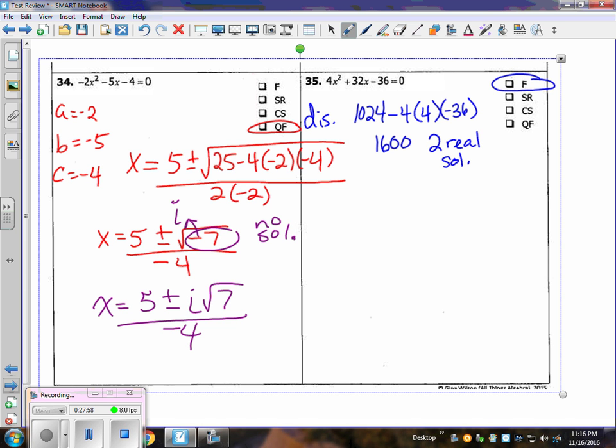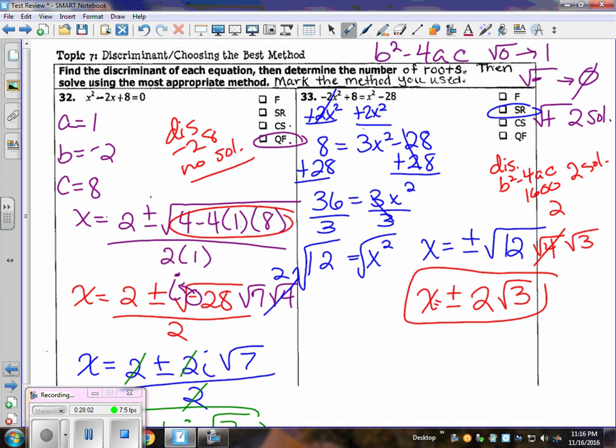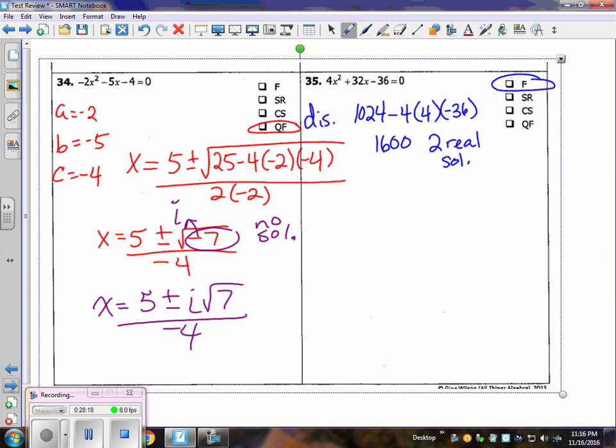Now, let me go back one step here to number 33. I accidentally said that the discriminant would be 1600. It is actually 432. So I'm sure y'all were going, wait a minute, that's not what I got. So sorry about that. Okay, so we're going to get 2 real solutions.